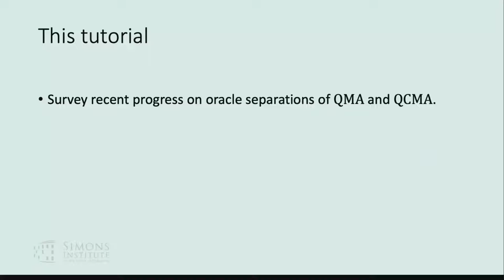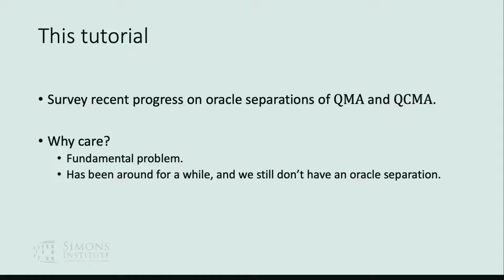So again, before I get into the weeds, for this tutorial, I'm going to survey some recent progress on QMA and QCMA. QMA versus QCMA is a fundamental problem, and it has been around for a while, and we don't really have satisfying oracle separations yet. But what is good is that a lot of progress has been made in the past 1.5 years. So who knows? Maybe it's time that we resolve this question.